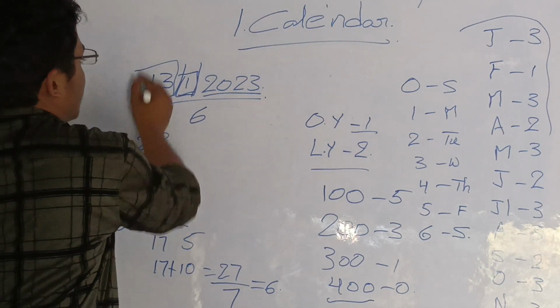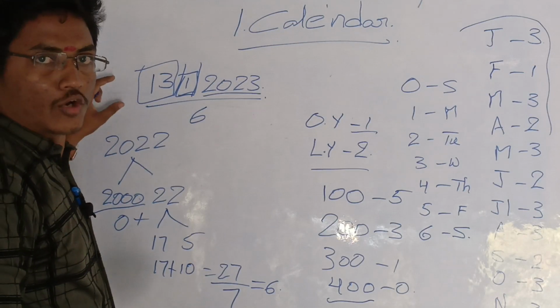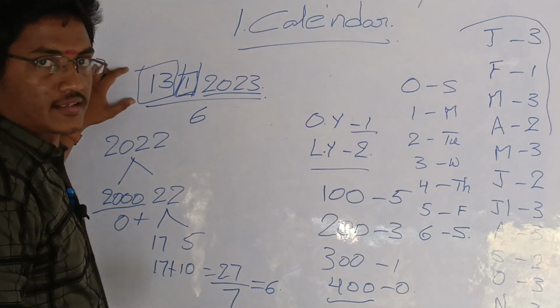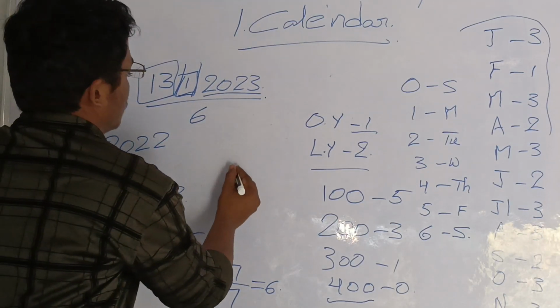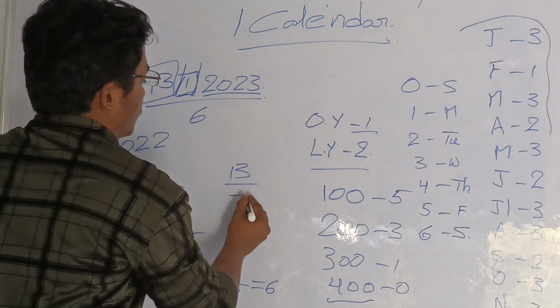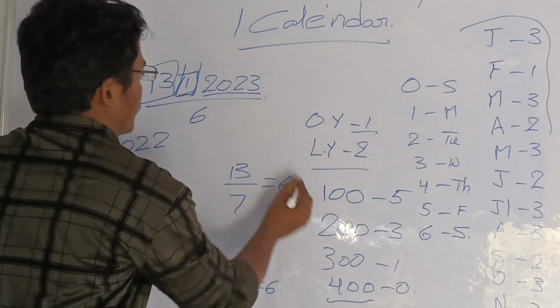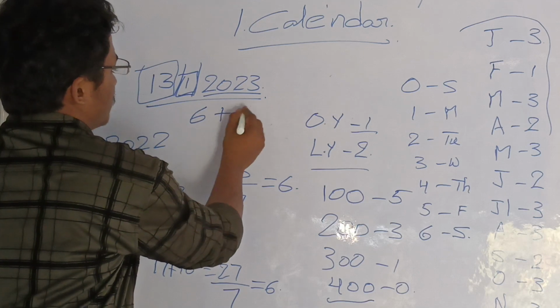Coming to days, there are 13 days. We need to calculate how many odd days are there in these 13 days. To calculate that, we divide 13 by 7. There will be 6 odd days. So we need to add it to this 6.